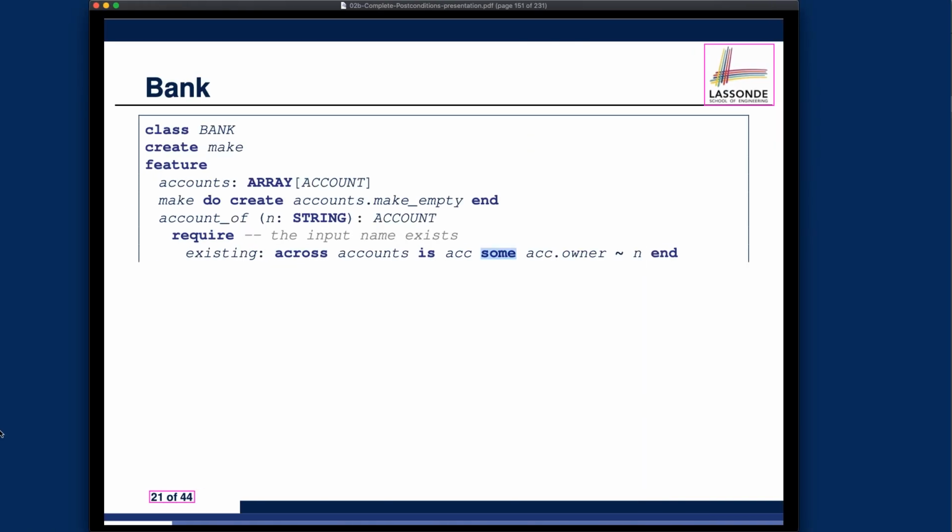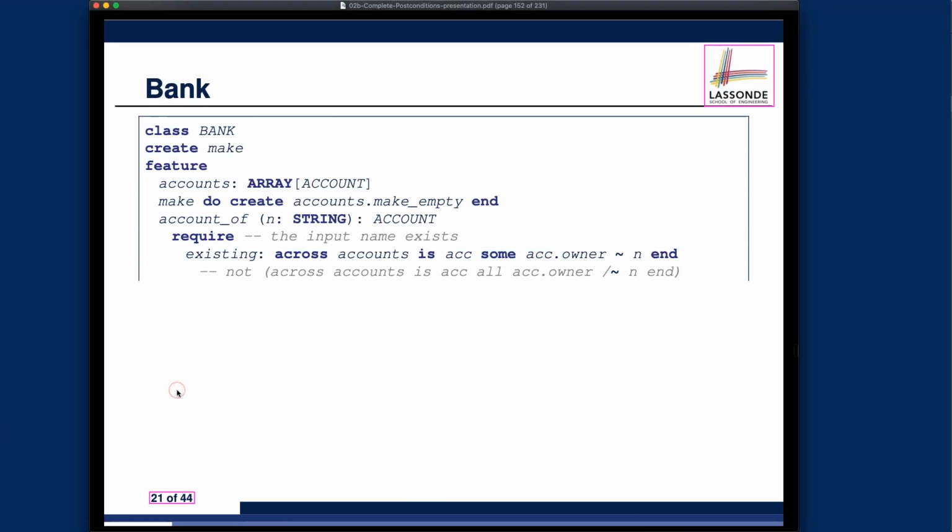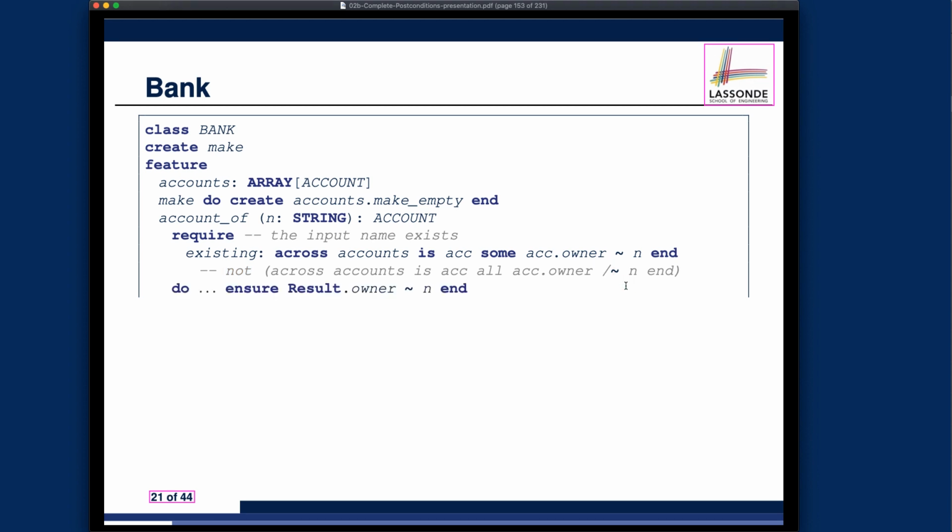So now if we go back here, you will be able to convert that from exists to for all by applying negation, double negation. Okay, and then for the account of implementation, it should be quite easy. You simply go over the array and check the owner for every member in the array, the account. If the owner is equal to n, then you return that particular account object by assigning result to it. Okay, so I'm gonna omit that implementation.